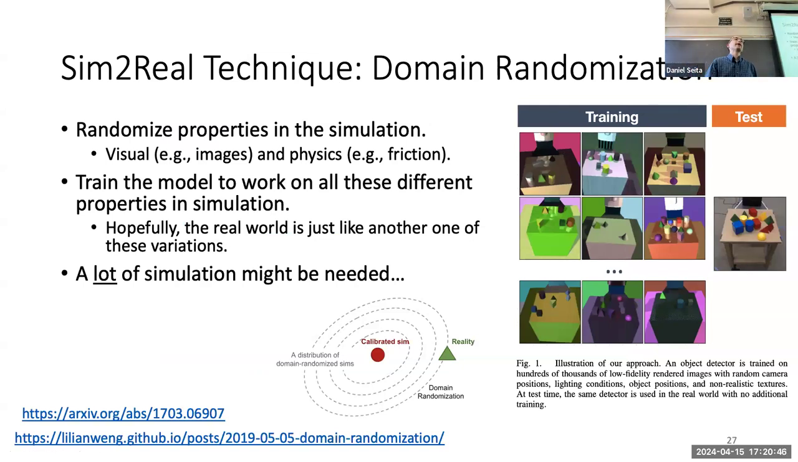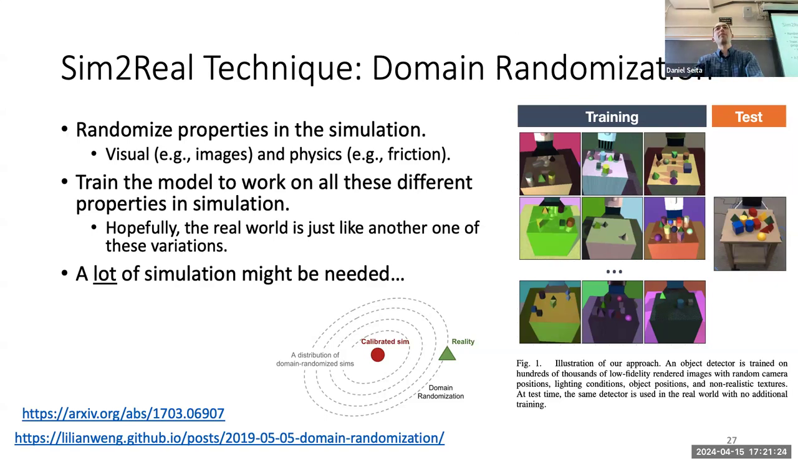All right, so now that we have a simulator, let's start talking about a technique for using simulation to get a robot to work in the real world without any extra data that you might need. A conceptually straightforward technique is called domain randomization. You can kind of see what the name implies: you have a bunch of things in simulation that you try to randomize, and you train the model to work on all these different properties in simulation.